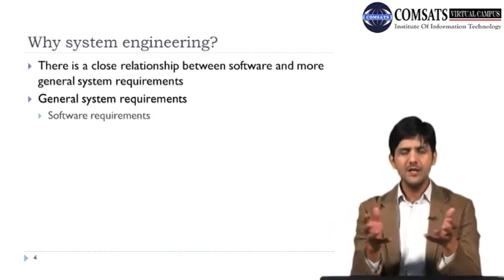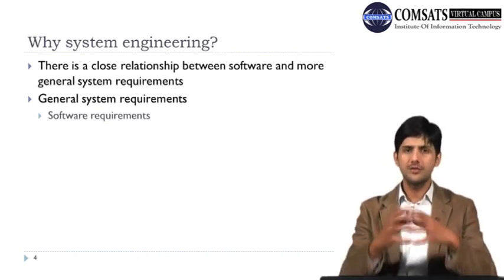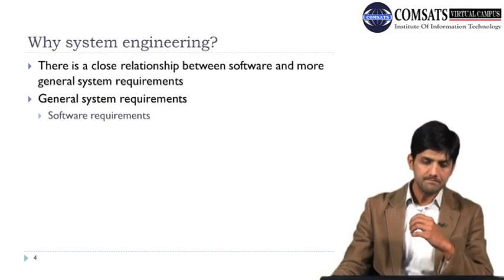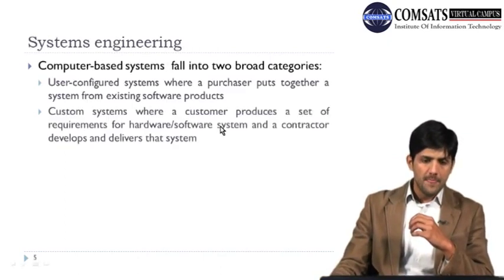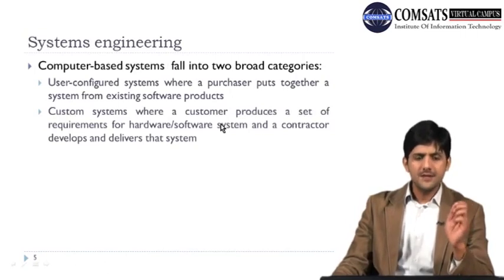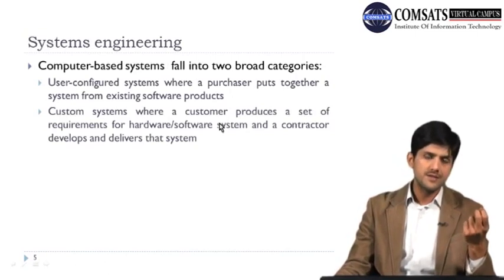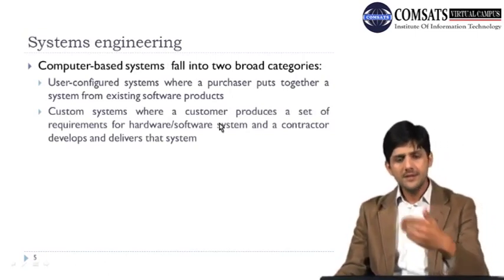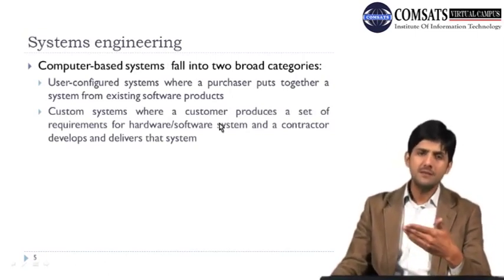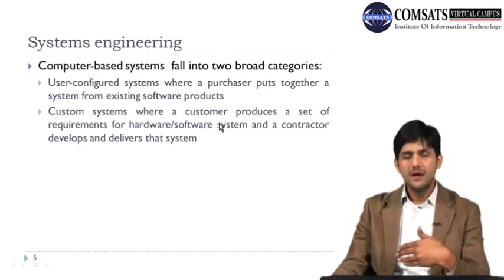So we need to figure out where these software requirements fit into this overall picture of system engineering. Okay, and this is where we started. This slide we also discussed in our last lecture, where we said that computer-based systems fall mainly into two kinds of categories. So I guess now we can understand this much better, that there are two kinds of systems out there. One are user-configured systems, okay, and the other are custom systems.